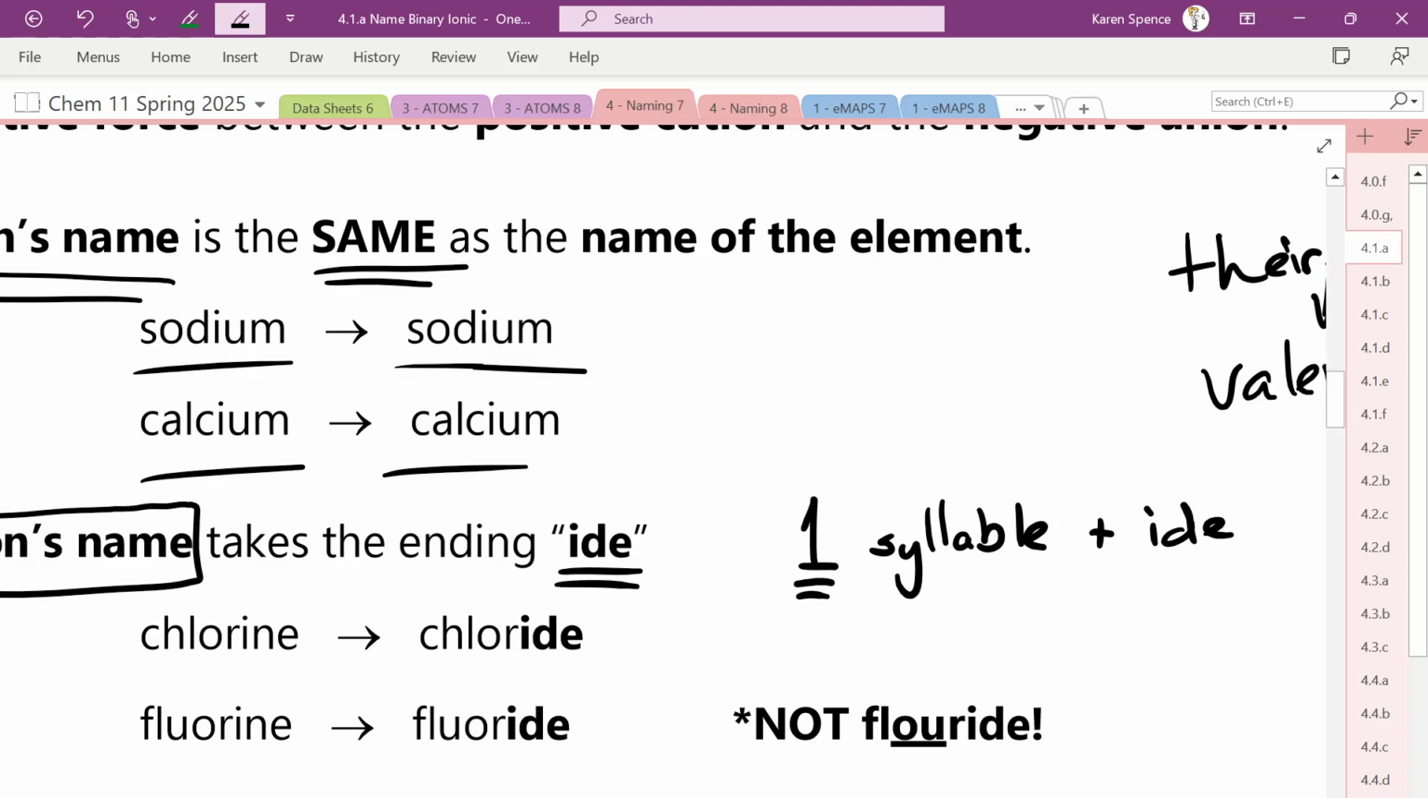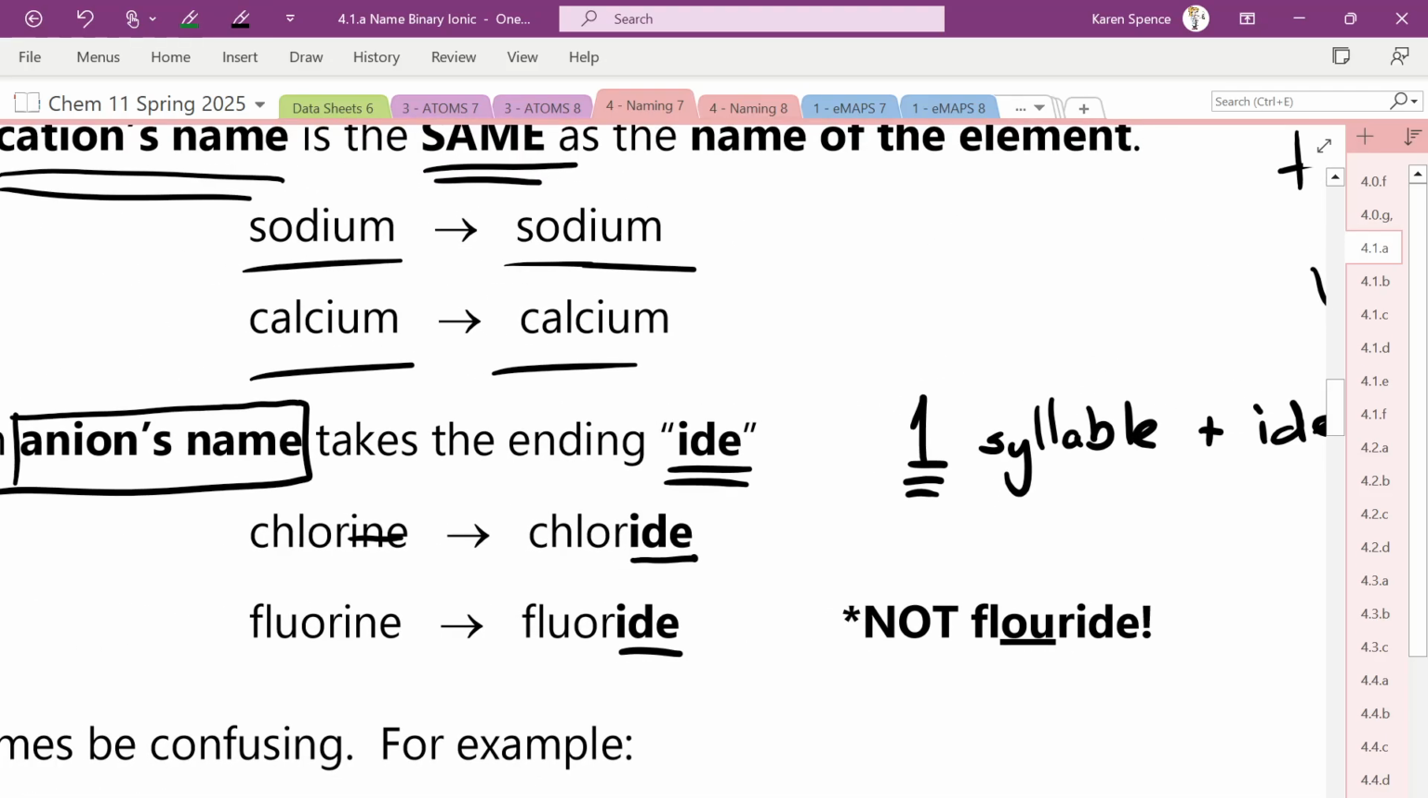So chlorine becomes, we get rid of the "ene" and it becomes chloride. Fluorine becomes fluoride. And I'd like you to notice that fluorine is spelled UO, not OU. And I will give you a half a mark off for that because it is written on your periodic table. All you have to do is copy it. And that is the most common spelling mistake ever. Not flour. You're using fluorine. Okay?